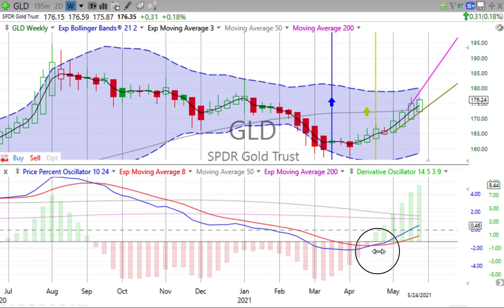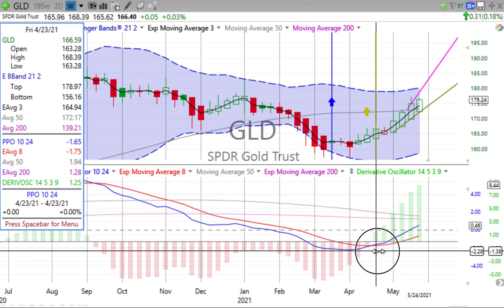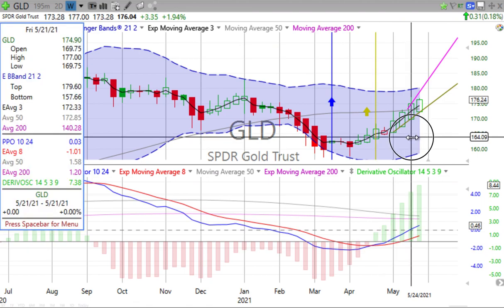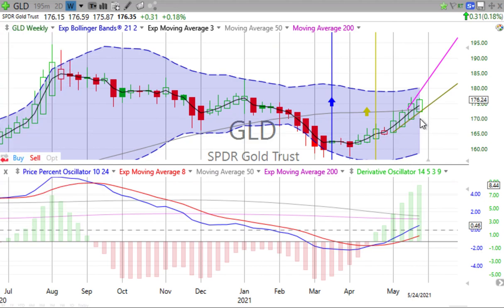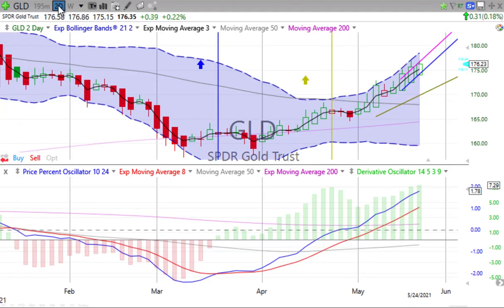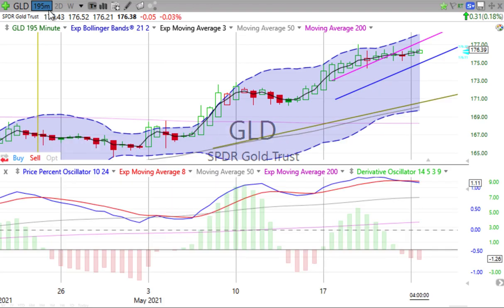0.18%. Has that not been beautiful? We waited for gold patiently. We had that weekly vertical crossover around the 166.59 mark, and the latest high, 177. So pretty. This week so far, not reaching a higher high than the prior week, but that price percent oscillator going up, derivative oscillator heading up today. Another nice 2-day candle, but again, not reaching a higher high there, but moving right up that trend line, well above the weekly. Derivative oscillator gaining upward momentum, price percent oscillator heading up.